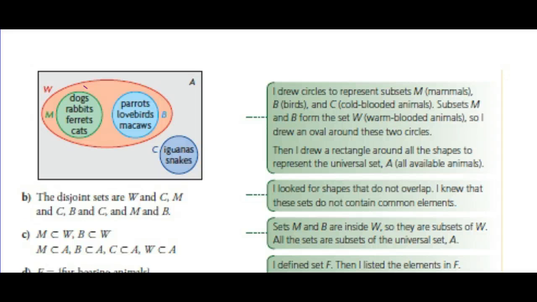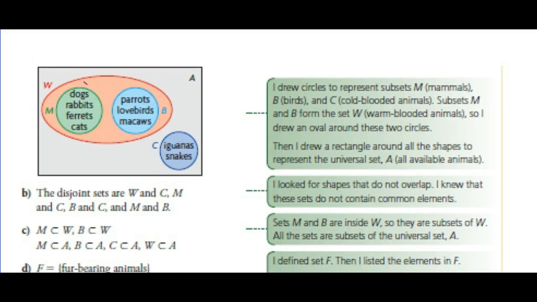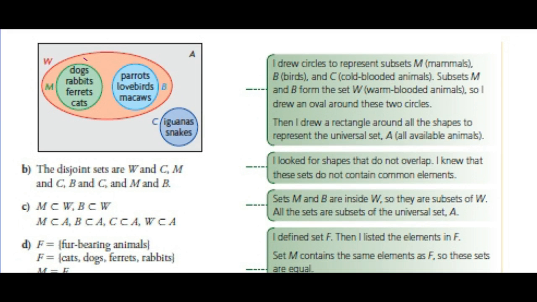Look for subsets. So M is a subset of W. M is also a subset of A, right? All of these guys are subsets of A. C is a subset of A. B is a subset of A. M is a subset of A. M is a subset of W. B is a subset of W. C is only a subset of A. It's not a subset of any of the other guys, right? So that's all put down here. If it's a subset of, then it's got to be included in, like fully enclosed.